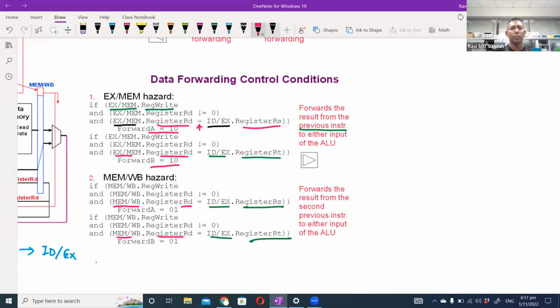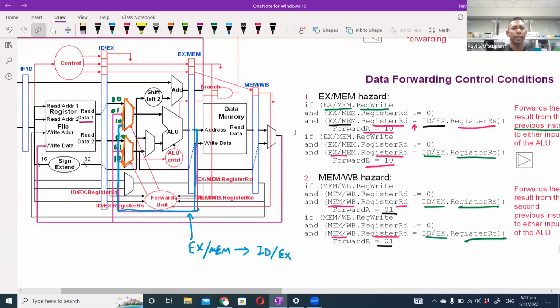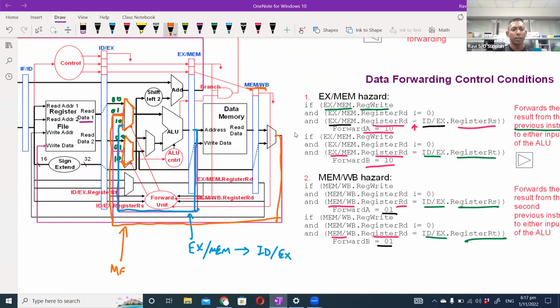So you can see the same pattern here. And in this case, the forward is 0 1. What is 0 1? 0 1 is the second input, which is this one. If I trace this line back, you see that it comes all the way to here, which is from the memory write back stage to the IDEX stage. So that is how forwarding is done in the hardware.